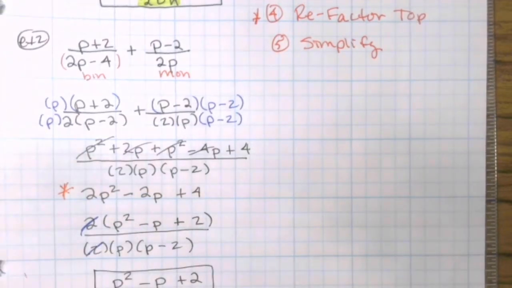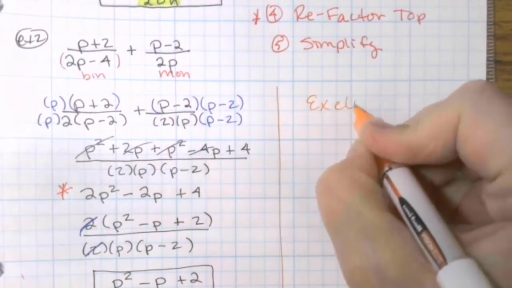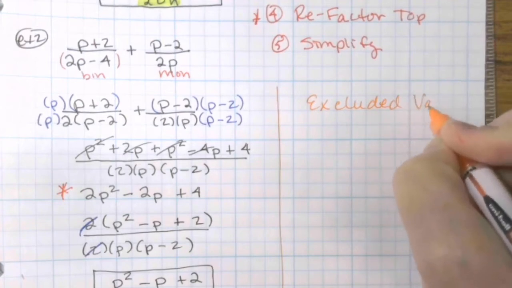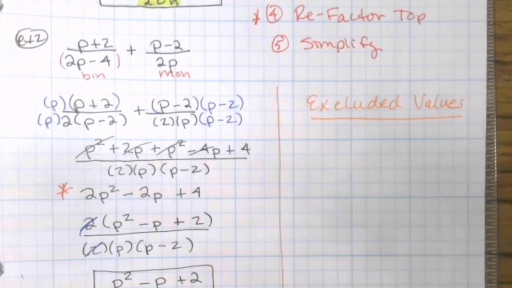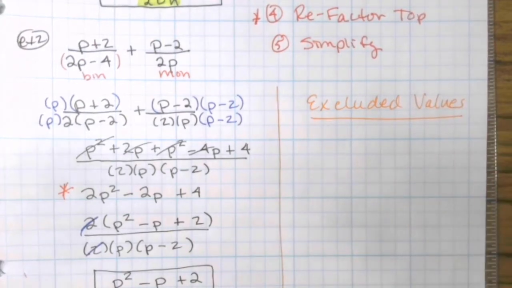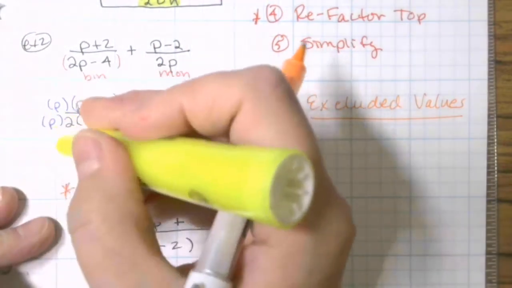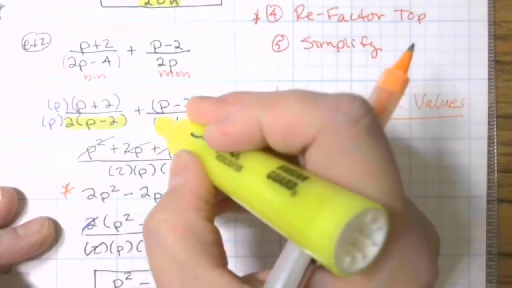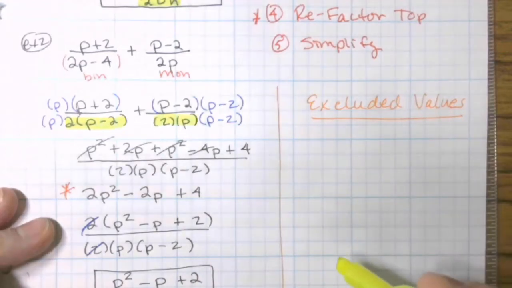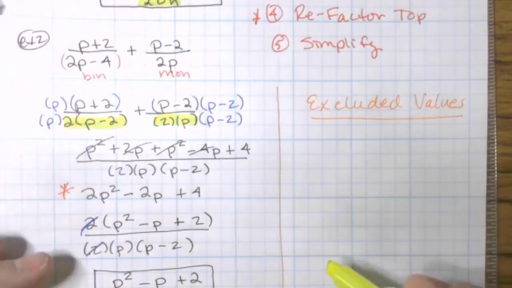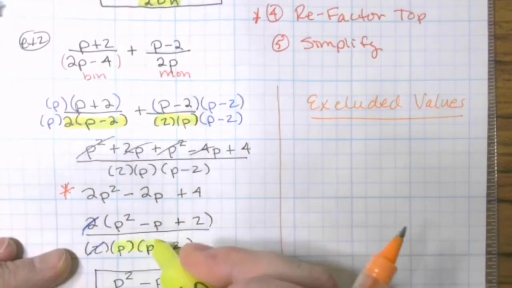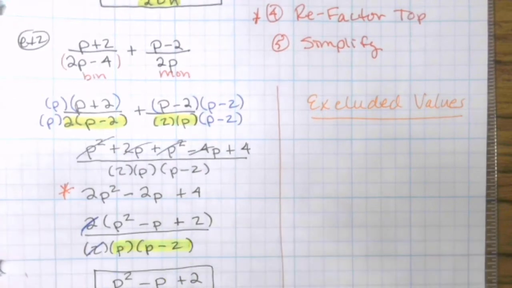All right, so let's do excluded values. Remember, there's 3 places you look. You look at the factored denominator of the first, the factored denominator of the second, and anything that is created at the end that is also factored. And I need to put that p in there. There we go.